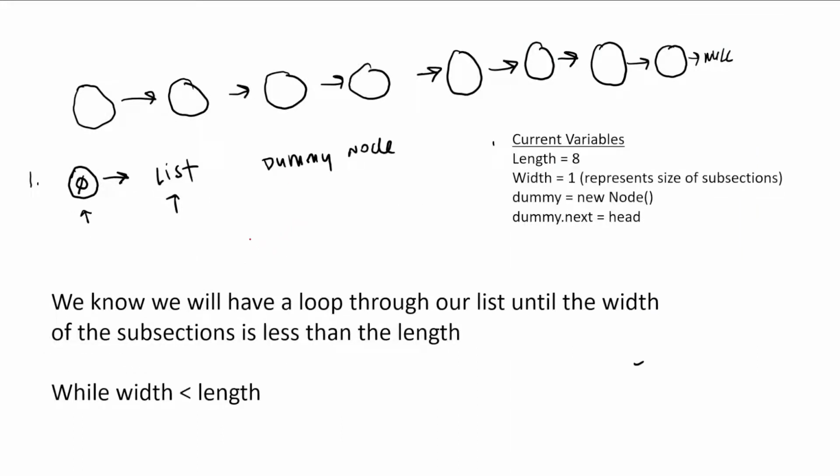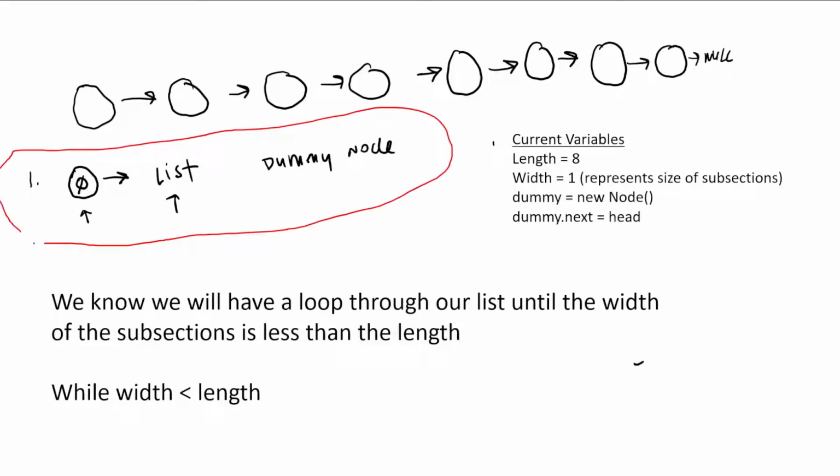This is just a drawing example, and this is what we're going to look at when we think of the first setup of our bottom-up approach. To begin, we want to have this dummy node that links to our list. There's a key reason why we have this dummy node that will be highlighted as we go through this logic, and the visual example should highlight why this is necessary.